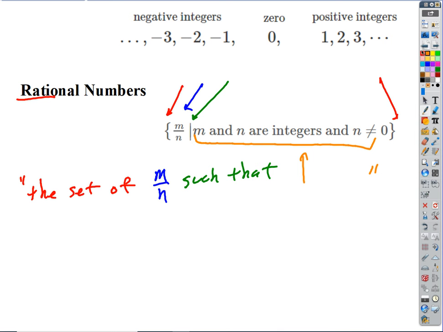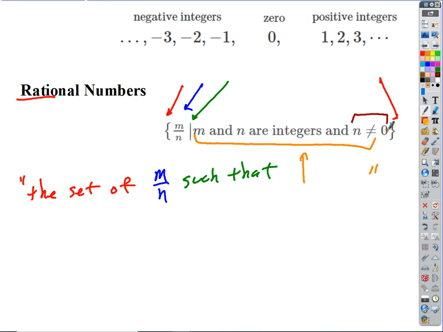What about this very last piece over here? That n does not equal 0. Why do we have to tack that on? Can't divide by 0. There you go, right? There's two fundamental no-nos for real numbers, two rules we'll always follow, and you know them both. One of them is you can't divide by 0. What's the other one? Can't take an even root of, I can say a square root for that.